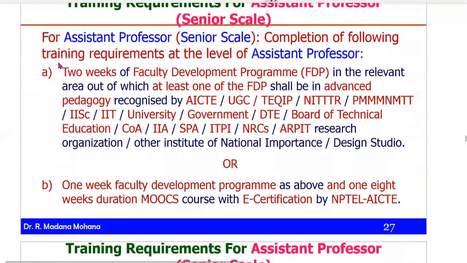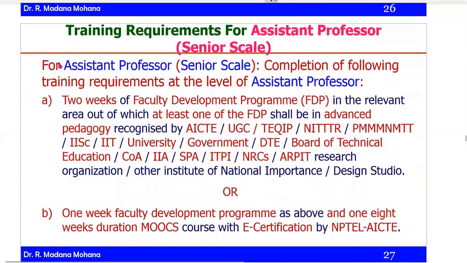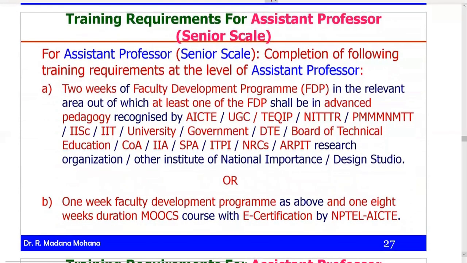First, training requirements for assistant professor with senior scale. For entry level assistant professor, these requirements are not required. Only for promoting an assistant professor to assistant professor with the senior scale, the following training requirements need to be fulfilled.